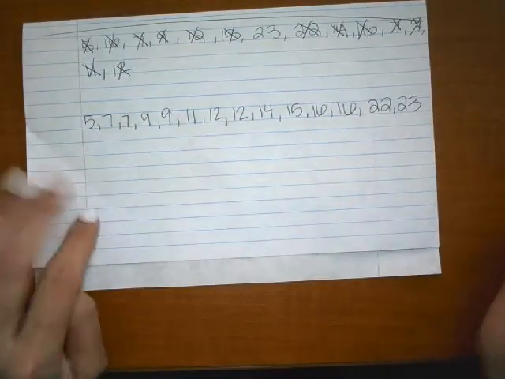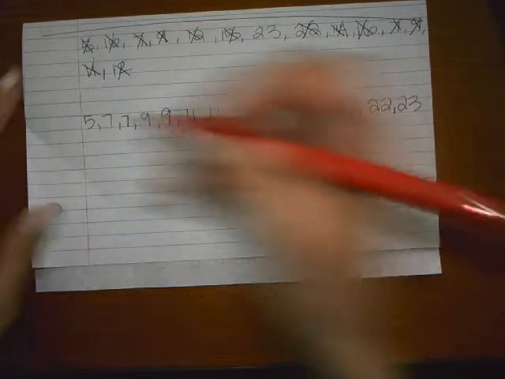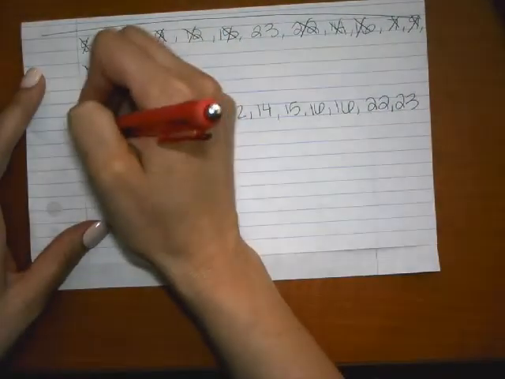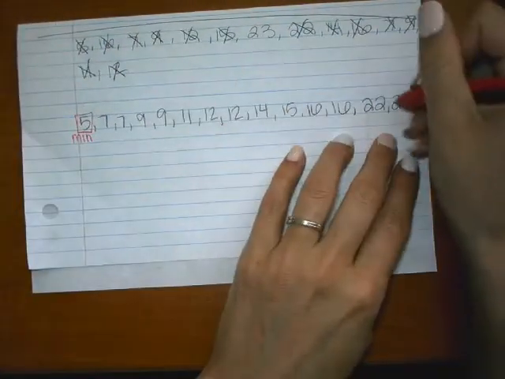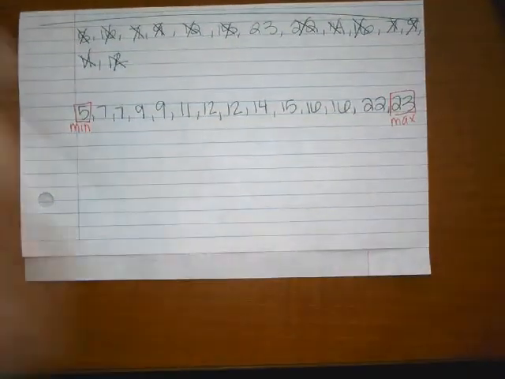Ordering them from least to greatest is the most important step. If you forget a number, it is going to mess you up. So what's my minimum, everyone? What's the maximum? Everyone find the median, please.